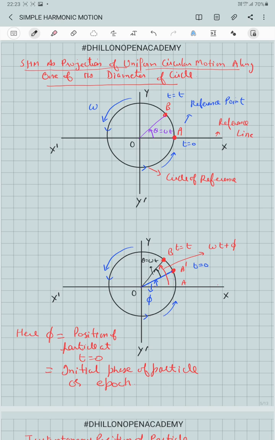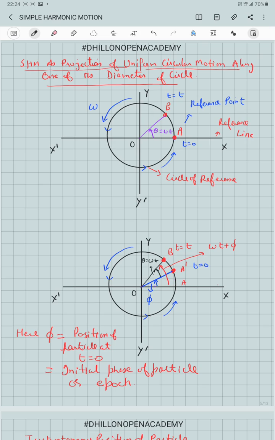Now if the particle is not starting its journey from point A, suppose at time t equal to 0, the particle is present at point A dash. We have already called line XOX dash the reference line. This means that the angular displacement of the particle, or the position of the particle at any time t, we have to measure as the angle described by the line joining the center of the circle O with its instantaneous position at time t with the reference line XOX dash.